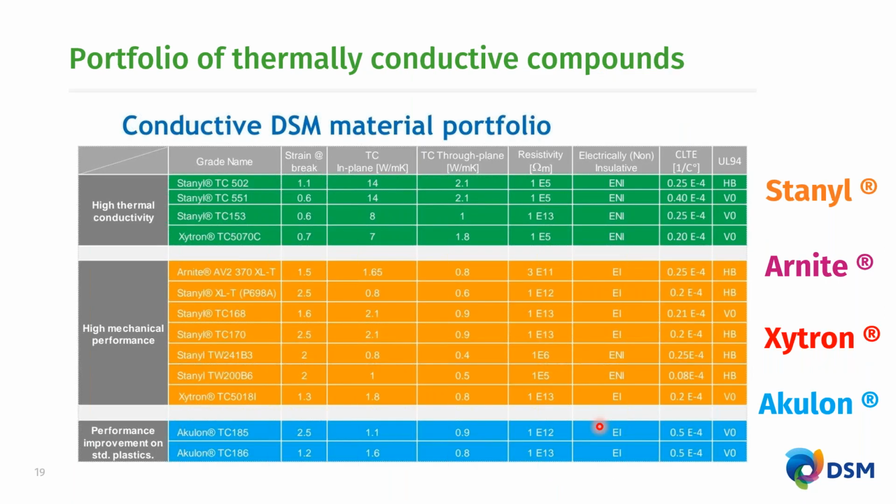We have a very broad portfolio of conductive compounds, based on Stanyl, Arnite, which is PET, Xytron, PPS, and Akulon, which is our PA6 and 66 grades. Depending on what you need, if you are looking for thermal conductivity, then you could use grades with high thermal conductivity. If mechanical performance is important, then you could choose grades which are together with glass fibers or carbon fibers and are also conductive. And then there are grades which are electrically insulating and electrically non-insulating.